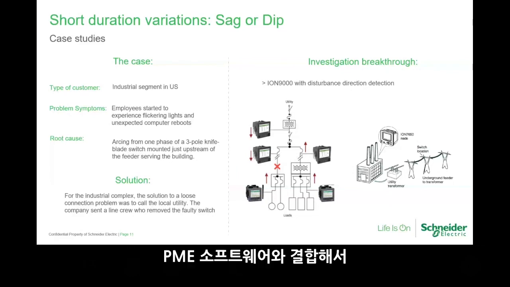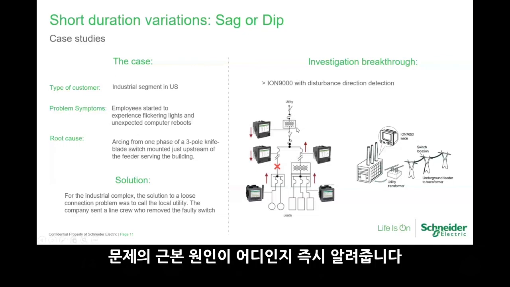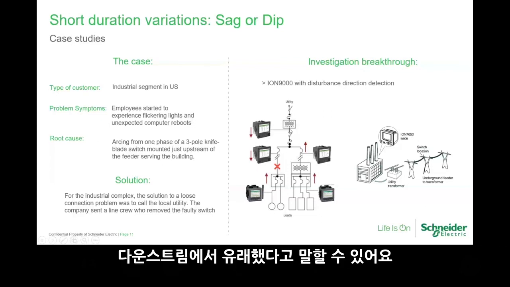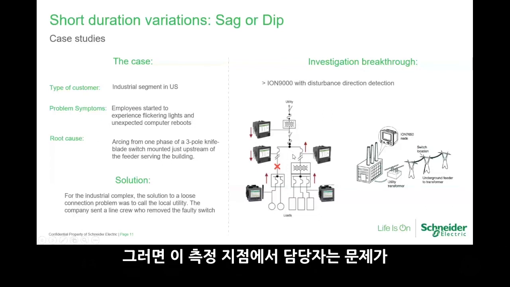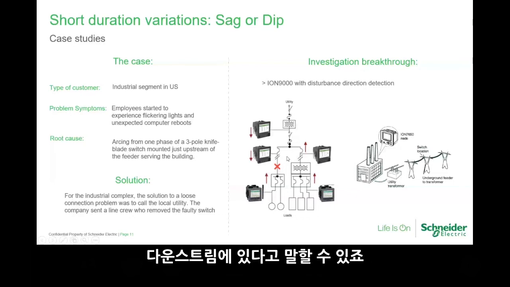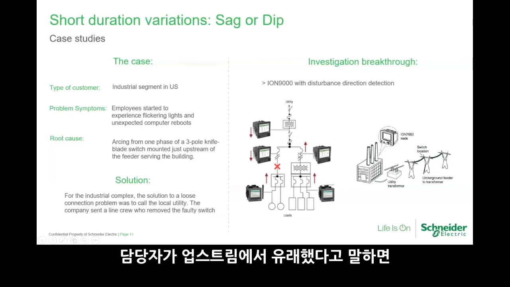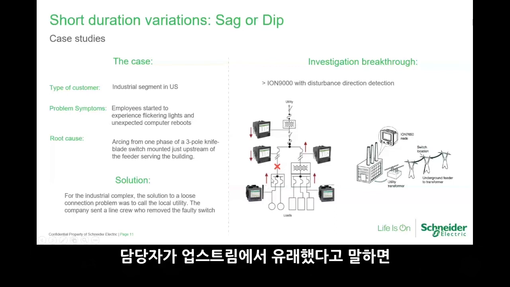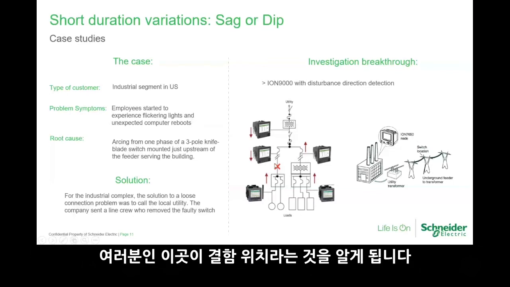Coupled with the PME software, we are able to immediately show you where the root cause of the problem is. From this point of measurement, you will say it's from downstream, and from this other point of measurement, this meter will say it's from downstream. If this meter is saying from upstream, then you don't need to look further downwards. So for downstream you look here, and if this one says upstream, straight away we know this is not the location of the fault.